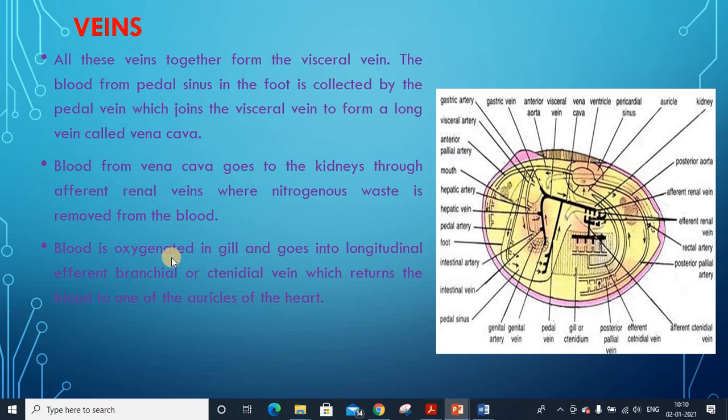Then the blood is oxygenated in the gills and goes into the longitudinal efferent branchial or ctenidial vein, which returns the blood to one of the auricles of the heart. But some blood from the vena cava and kidneys goes directly to the heart without going to the gills. Hence, the heart also receives some deoxygenated blood. The blood which had gone to the mantle is purified, that is, oxygenated, and then returned to the other auricle of the heart by pallial veins.